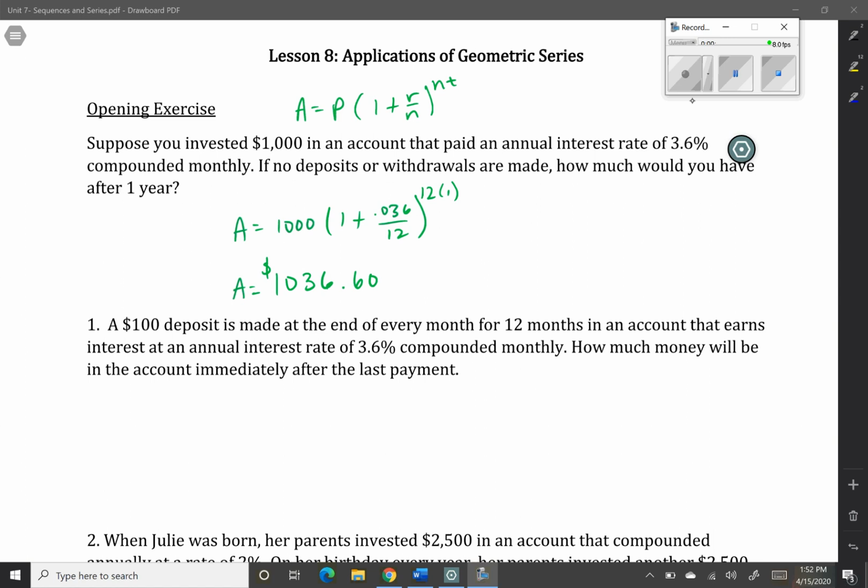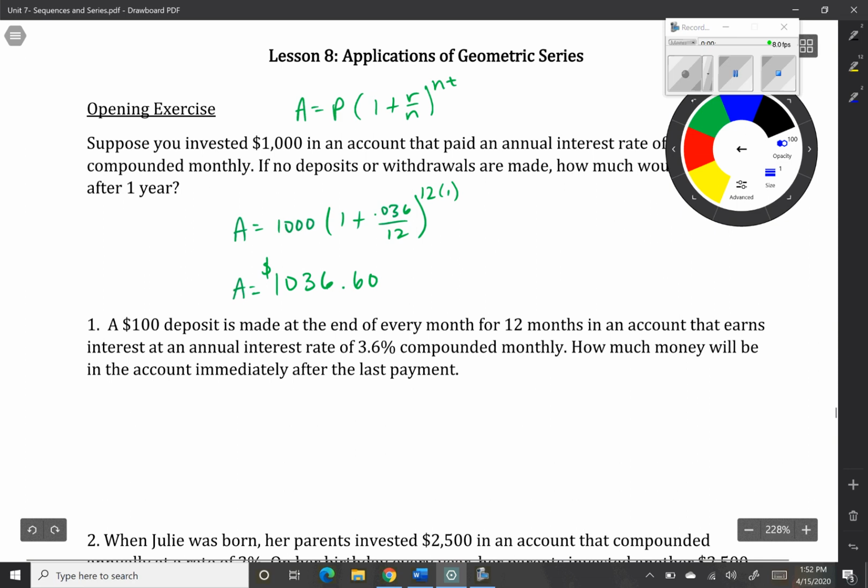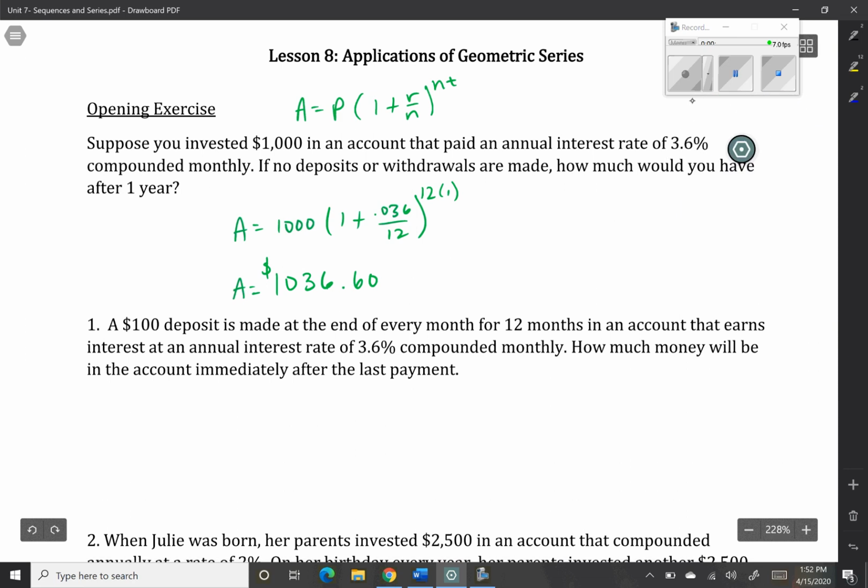Now, in looking at all of this, one of the things that we remember, hopefully, from all the work that we did with exponents is we can clean this value up. So if I type just that value in my calculator, 1 plus 0.036 divided by 12, I get 1.003. And that represents my common ratio, or my multiplier, to get from one year to the next year if we needed to.